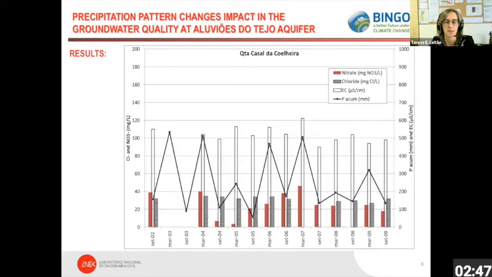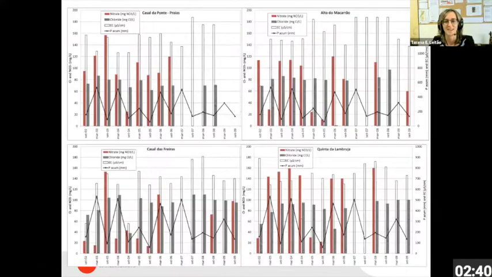Again, please, next slide. This next slide is about a set of other wells that were analyzed, and we can more or less spot, in the year 2004, lower concentrations of nitrogen in most of them. So this probably goes along with the theory that nitrogen is retained in the soil.